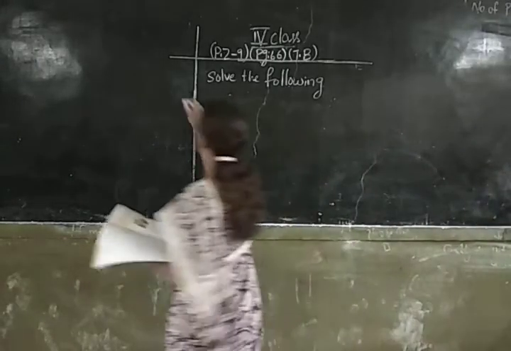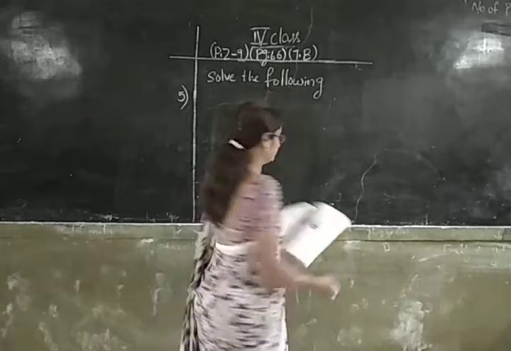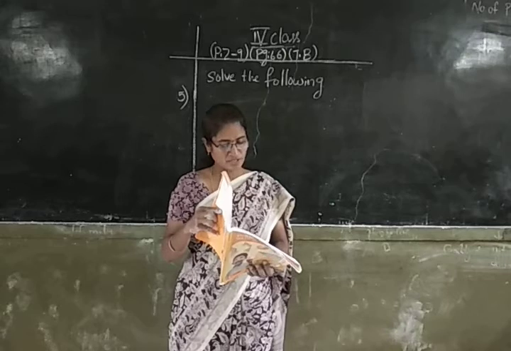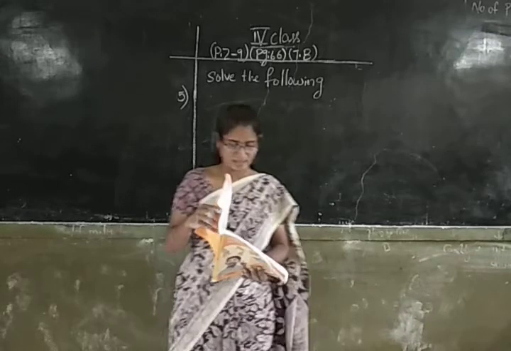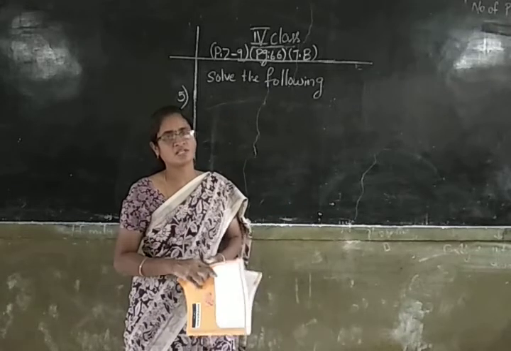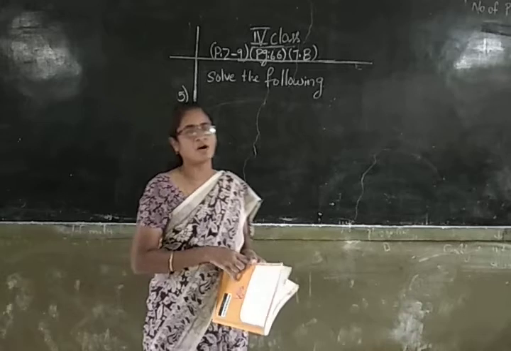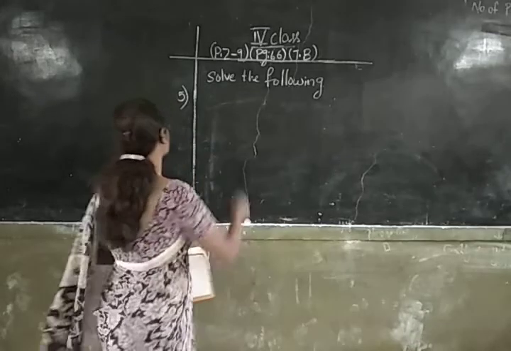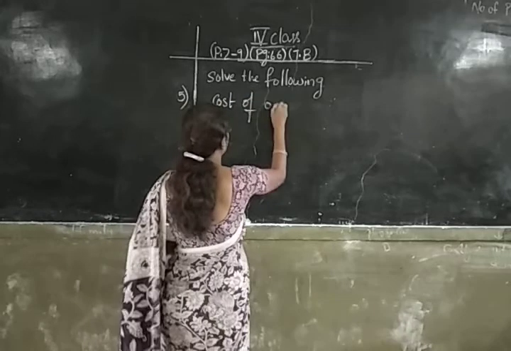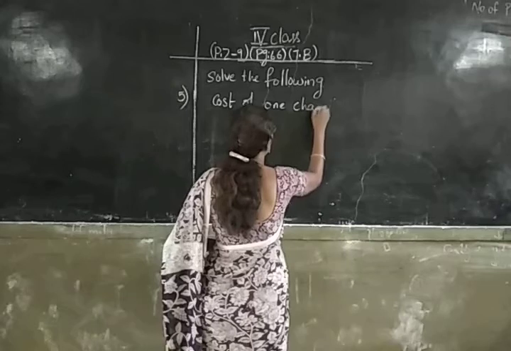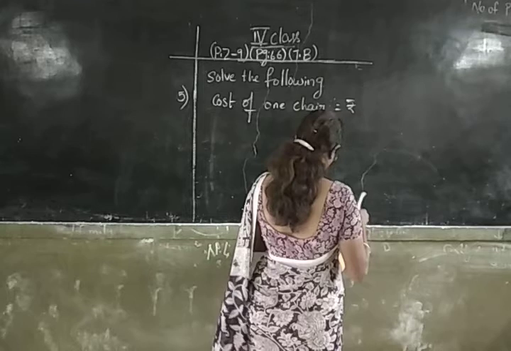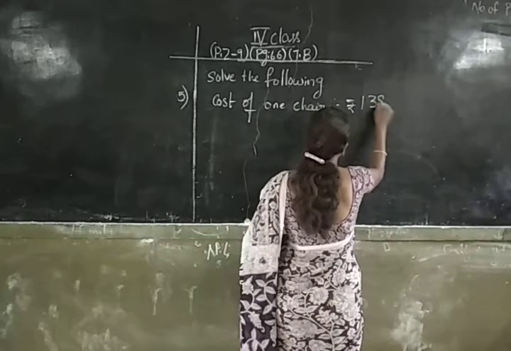So what is the fifth question? Here the cost of a wooden chair is given. So the cost of a wooden chair is 1,387. What is the cost of 78 chairs? So here the cost of one wooden chair is given and we have to find out the cost of 78 chairs. Okay children. So first let us write down the cost of one chair. Cost of one chair is equals to rupees 1,387.